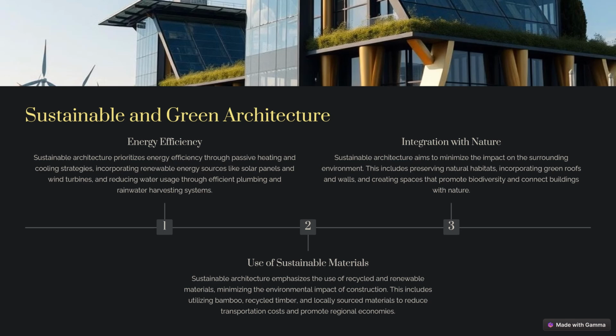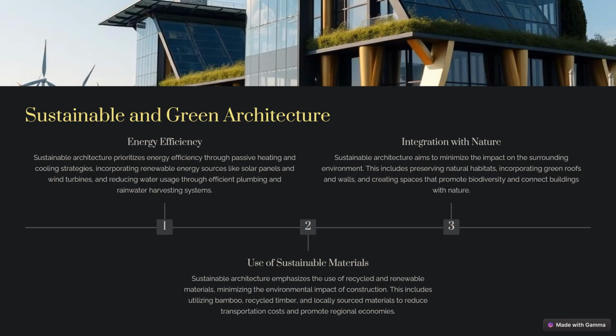The second one is use of sustainable materials. Sustainable architecture emphasizes the use of recycled and renewable materials, minimizing the environmental impact of construction. This includes utilizing bamboo, recycled timber, and locally sourced materials to reduce transportation costs and promote regional economies.